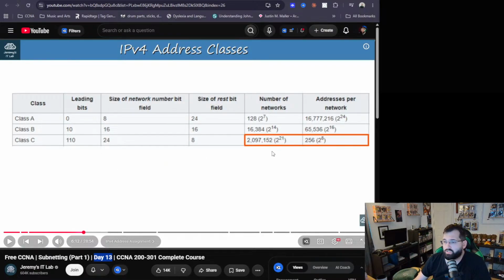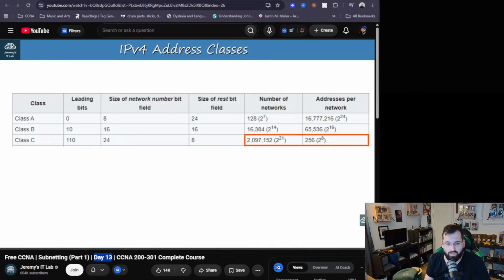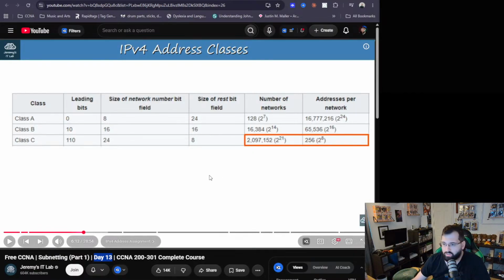But anyway, as you can imagine, the number of networks, this isn't even 1% of America, and that's just not going to work. The numbers versus the amount of devices that were getting pumped out just did not work. So that's why we went to IPv6, which we'll talk about later.